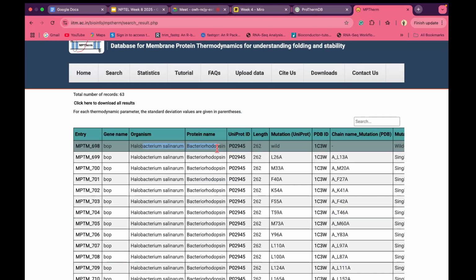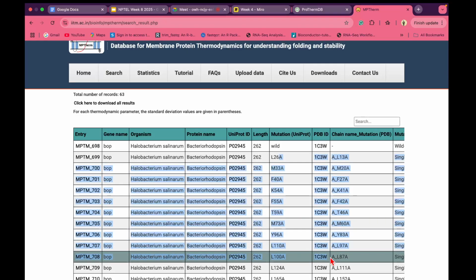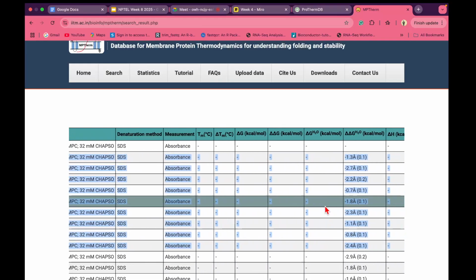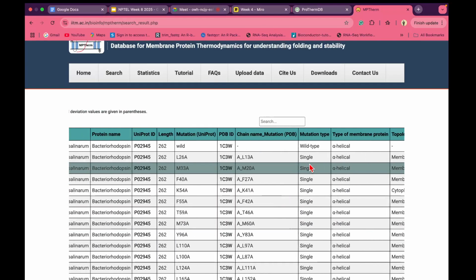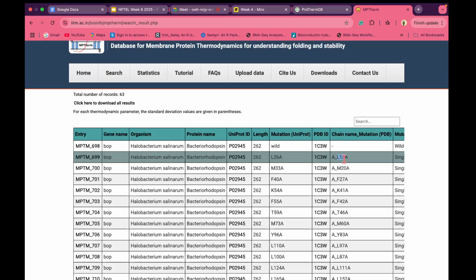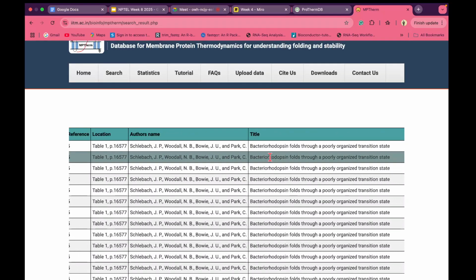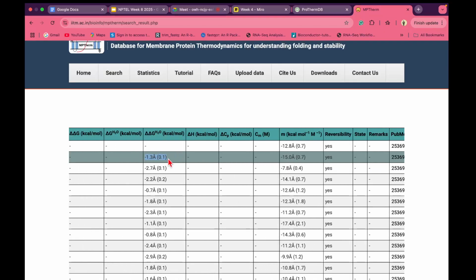This particular entry, the bacteriorhodopsin protein, has thermodynamic data available for the wild type protein as well as for mutations, that is, 62 mutation data is available. This 62 mutation data has been given using chemical denaturation studies. So mutation L13A, or according to UniProt numbering L26A, has a change of stability value of minus 1.3.